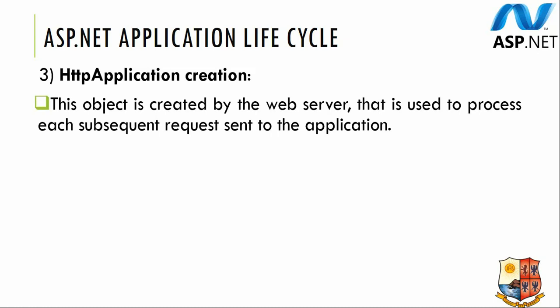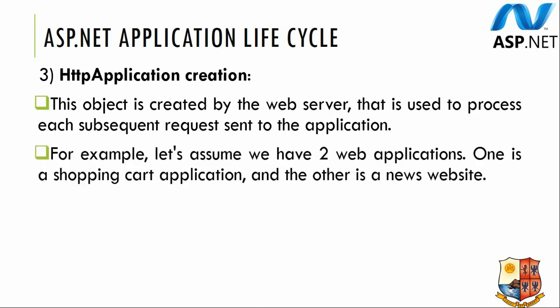For example, the first user request, a response goes. Second user request, the same object has to respond to that application. So that is what we are doing. I've just given an example. If you have two web applications, one is a shopping cart, the other one is a news website, but both are in the same domain. IIS server is processing it.